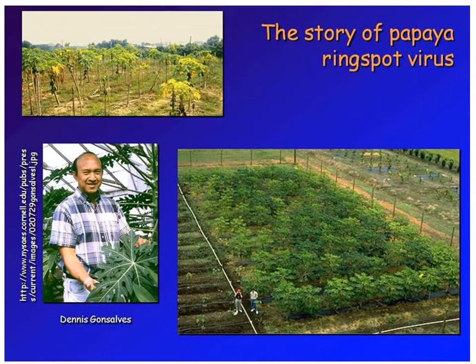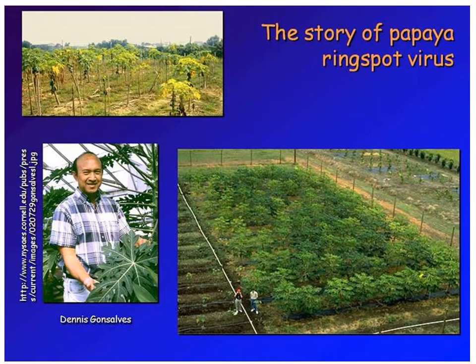PRSV was first discovered in Hawaii in the 1940s. Within a decade, it had wiped out the papaya industry on one of the islands of Hawaii. The industry then moved to the big island of Hawaii, and it was kept relatively free of the virus for several decades by constant vigilance and rapid elimination of infected trees.